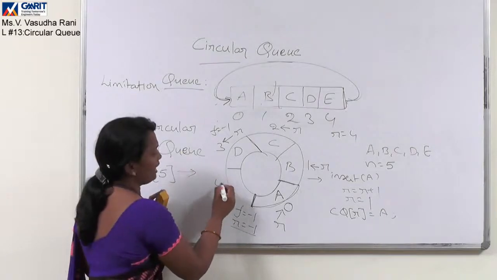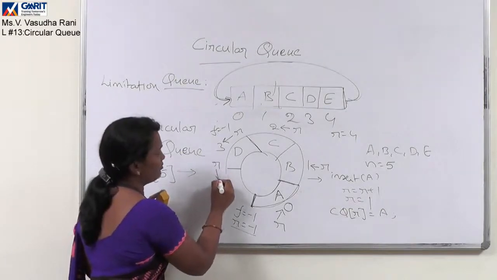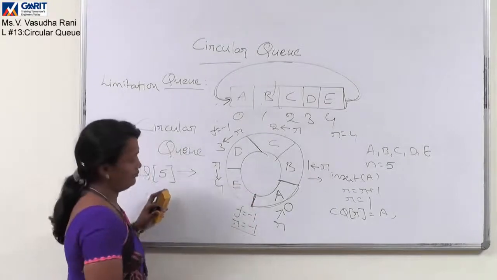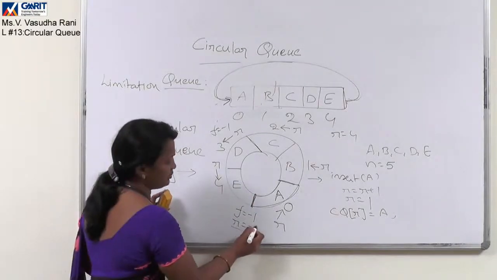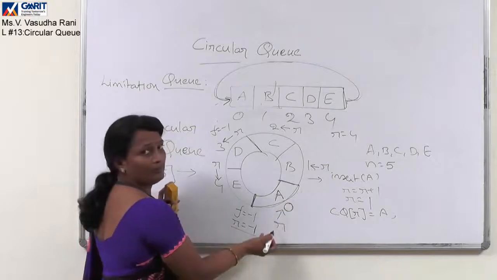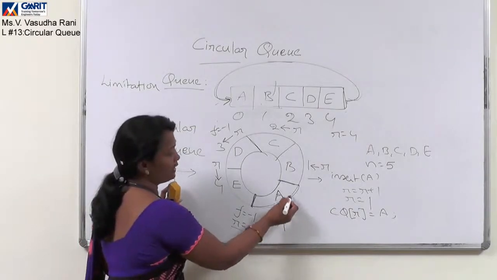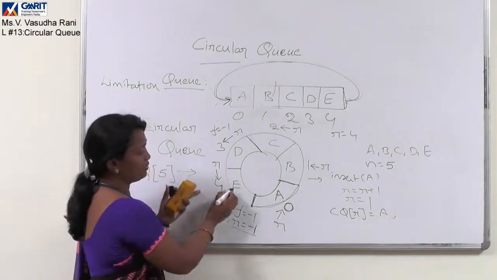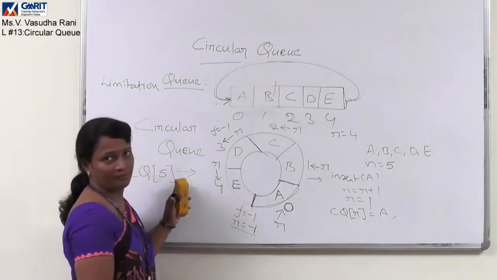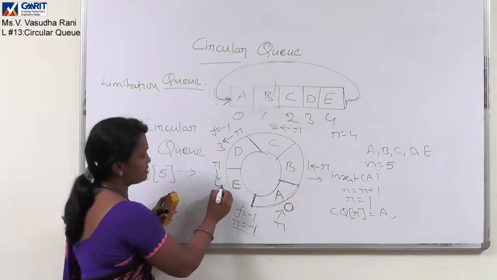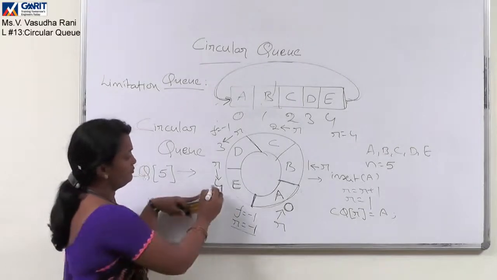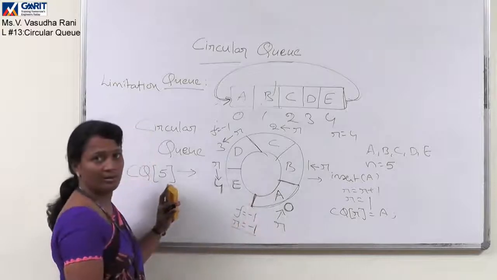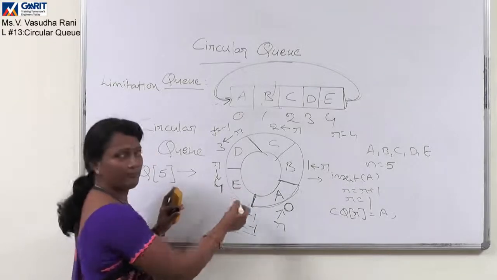Then in order to add one more element, rear becomes 4 and you will be inserting E here. So your rear started with 1 and moved on to 0 to add one element, then 2, 3, 4, and rear reaches 4 to add the fifth element. So once rear reaches size - 1, we are saying that this circular queue is becoming full.